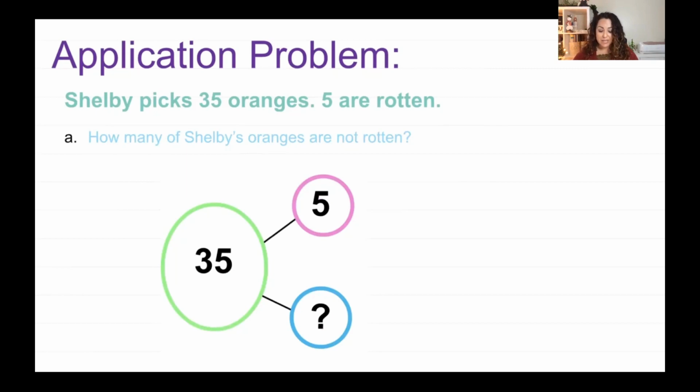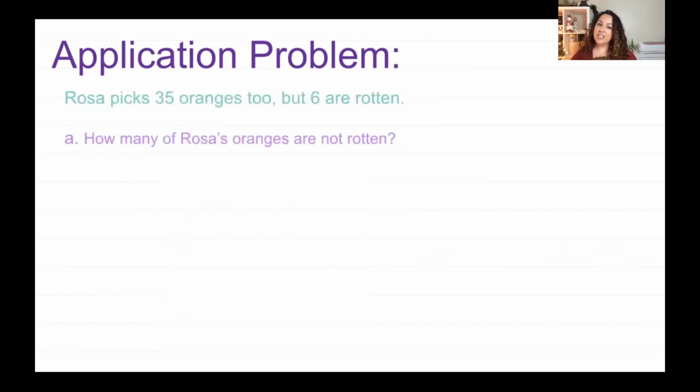So remember, to find the other part, I take the whole and I subtract the part. Well, this is 5 ones, take away 5 ones. So I can pretty much figure out that this one is 30, because 35 is 3 tens and 5 ones. So it's 30 plus 5. So 30 oranges are not rotten. So let's go ahead and change it a little bit.